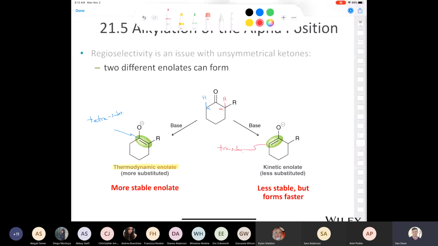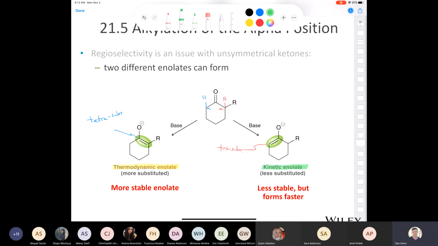And remember, when we looked at alkenes way back in chapter 7, we said that the more substituents we have on a double bond, the more stable that double bond becomes. And so when we deprotonate to form the more stable enolate, we call that the thermodynamic enolate. And when we deprotonate to form the less substituted enolate, we call that the kinetic enolate. And so you have to know the difference between a thermodynamic enolate and a kinetic enolate.